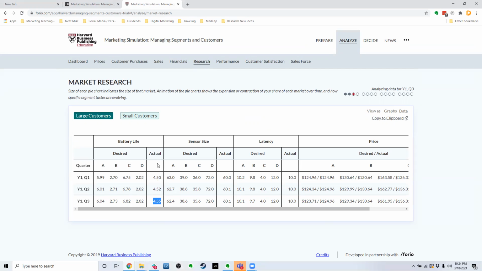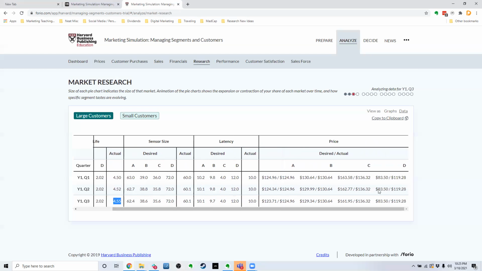So if you spend more on battery life, you'll actually see this number go up, okay? Sensor size, if you spend on sensor size, it actually goes down, okay? So you're actually trying to get a smaller sensor size. And same thing on latency. You want less latency, okay? But there is an inverse relationship: if you spend on sensor size, it does hurt your battery life because the smaller sensor size uses more battery. So just keep that in mind if you see that happening, okay?